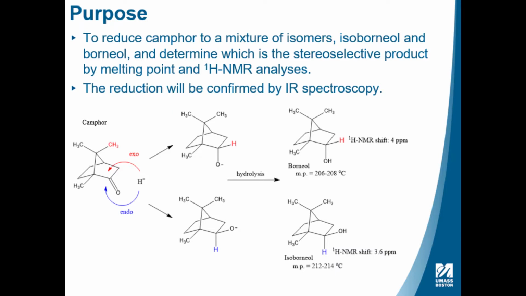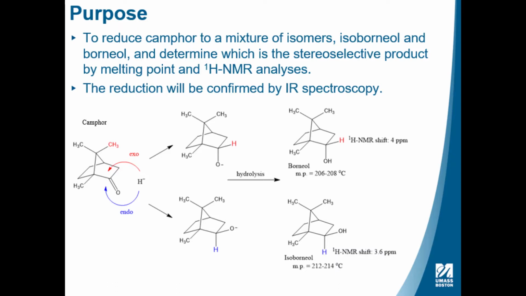We can expect our major product to be formed by the endo process because it is not sterically hindered. This major product would be isoborneol. However, we will still get some of the exo-attacked product, which would be borneol. We can confirm which product was stereoselectively produced by melting point and hydrogen NMR.